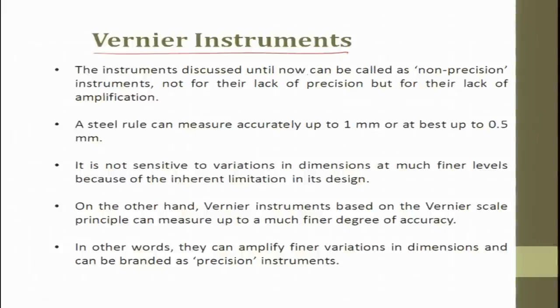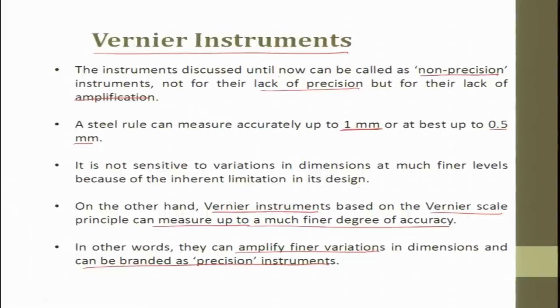This instrument, until now, can be called a non-precision instrument, due to their lack of precision, but for their lack of amplification. A steel ruler can measure accurate up to 1 millimeter. At the best, it can go up to 0.5 millimeter. If you want to go less than that, then we have to use instruments like vernier caliper and screw gauges. It is not sensitive to variation in dimensions at much finer levels because of the inherent limitation in the design. On the other hand, vernier instruments based on the vernier scale principle can measure up to a much finer degree of accuracy. In other words, they can amplify finer variation in dimensions and can be branded as precision instruments.